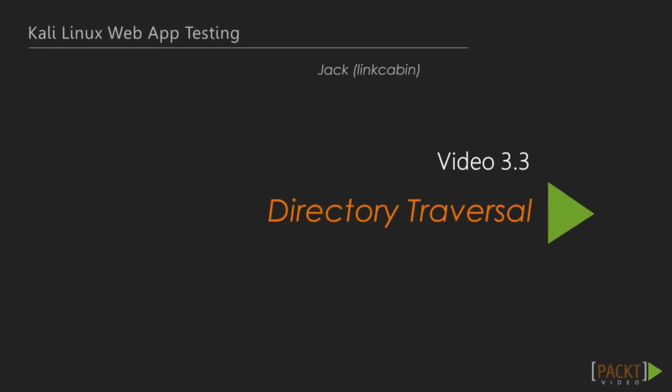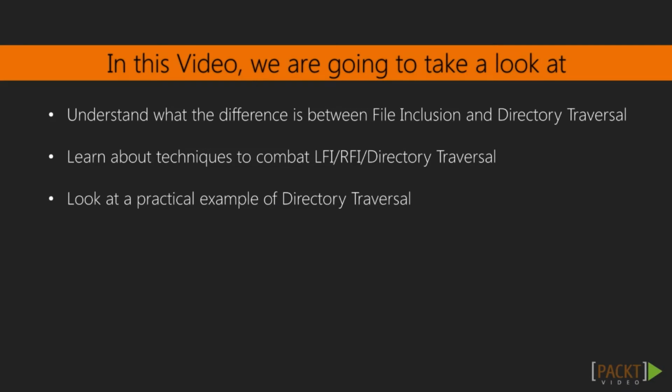So in the previous videos we have used FIMAP. We've used it to find vulnerabilities in file inclusion. So now that we've done that, we can look a bit into directory traversal and what the difference is between the two. So in this video we are going to be looking at understanding the difference between file inclusion and directory traversal. A lot of people don't fully understand the difference and it can be confused, so that's why I want to clean that up in this section.